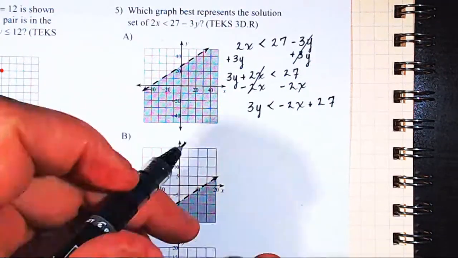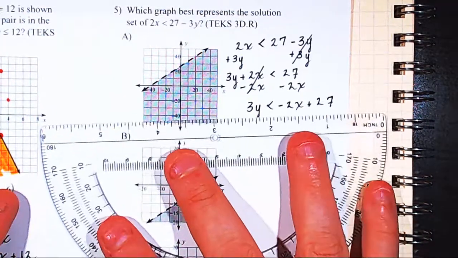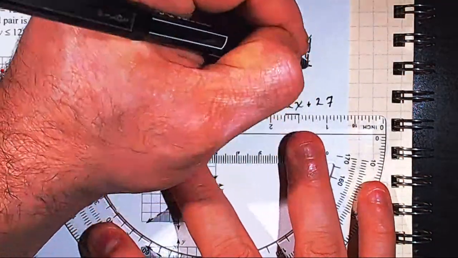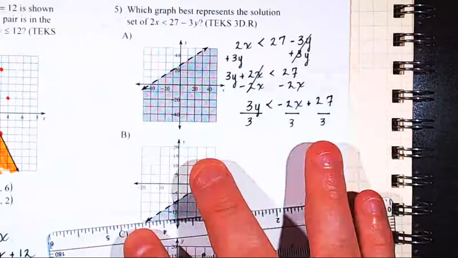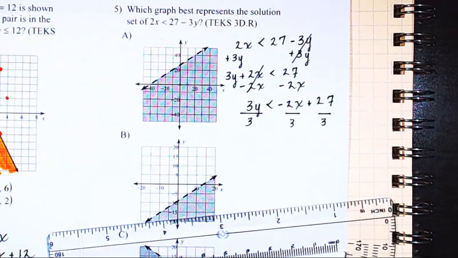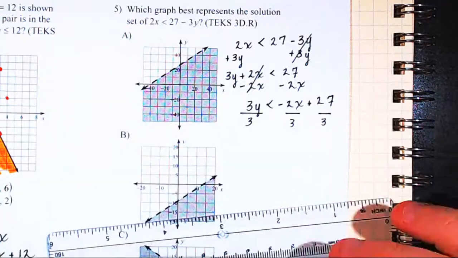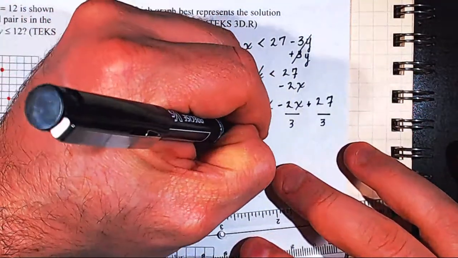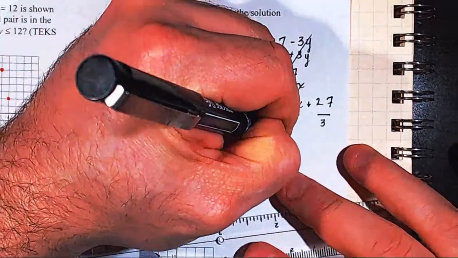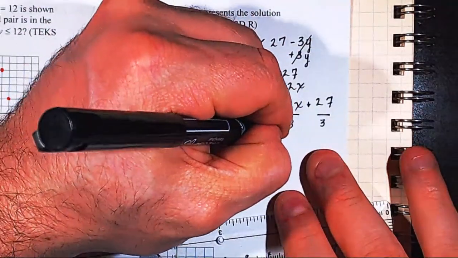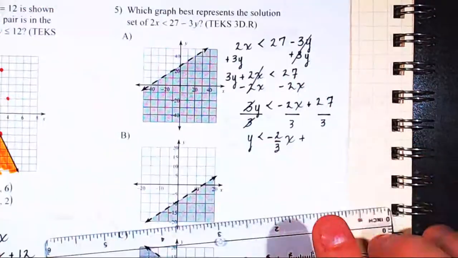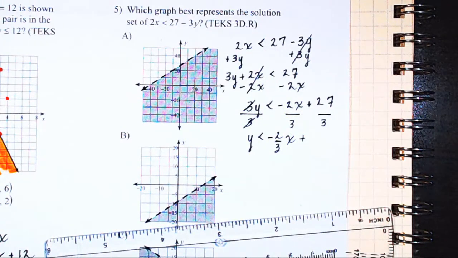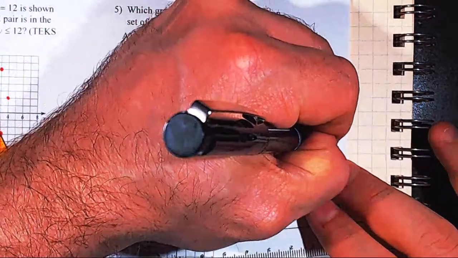Okay, am I done? No, because I still have a coefficient in front of the y. So what I want to do is divide every term in this linear inequality by positive 3. I don't have to flip the sign because 3 was positive. So the 3's cancel out over here, and I've got y is less than negative 2 over 3 times x plus 27 over 3. 27 divided by 3 gives 9. So we can just write 9.